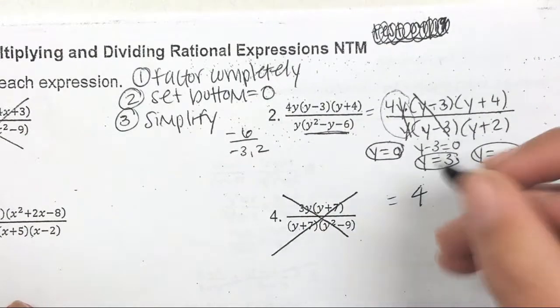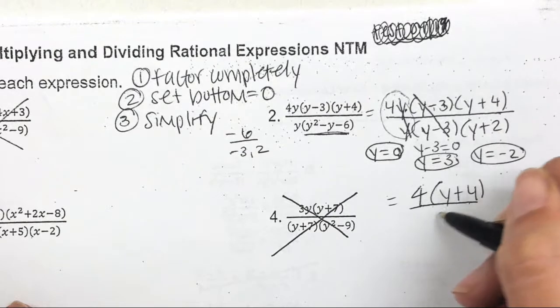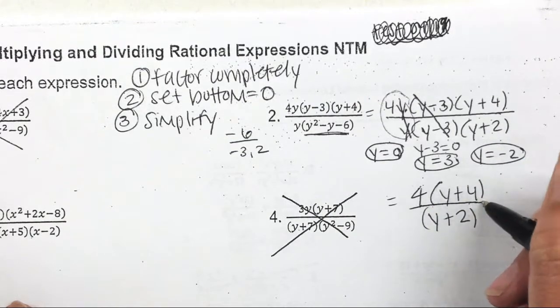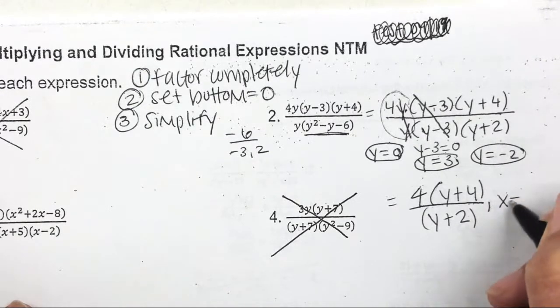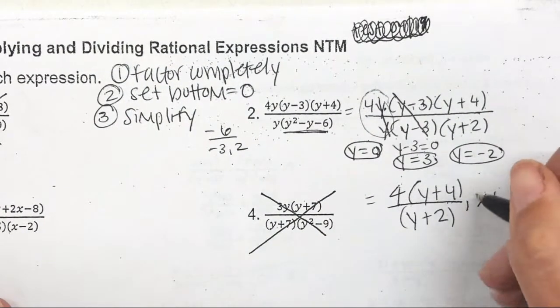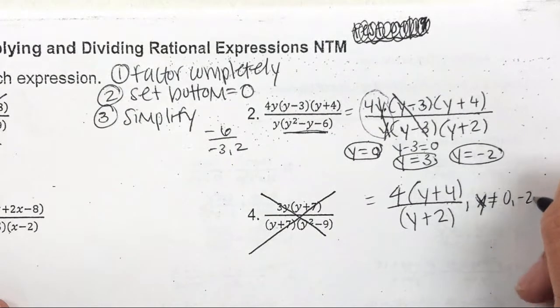And now on top with the 4, I will have y plus 4. And on bottom, I will have y plus 2 left over. And I can't cross anything else out, so this is my final answer. The only thing I need is, comma, y cannot be, and this is where this comes in, 0, -2, or 3.